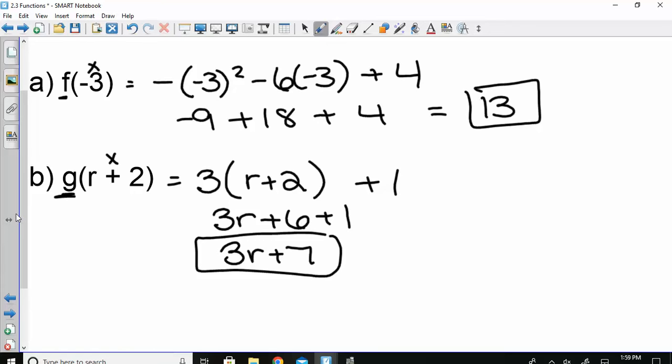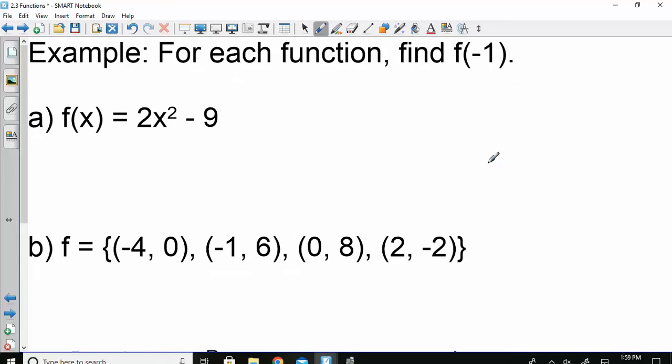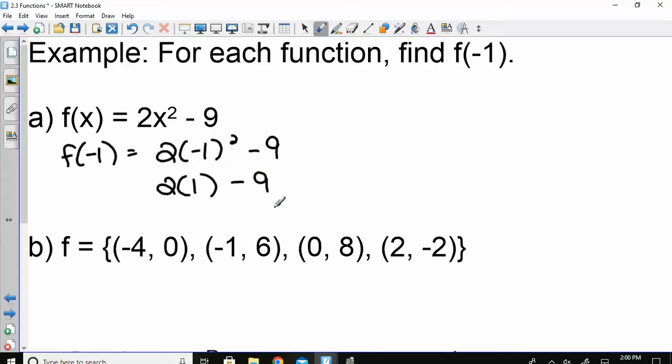So the next example, I want you guys to try on your own. I've given you 4 different ways you might see a function represented. I want you to see if you can figure out what f of -1 would be in each of those. So keep in mind, -1 is your x. So on A, you plug in -1, so you get 2 times -1 squared minus 9. -1 squared is 1. So 2 minus 9 is -7.